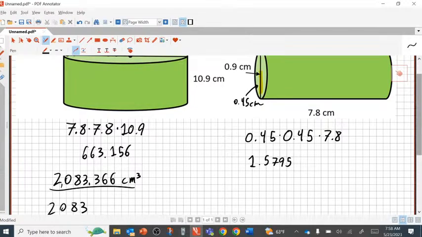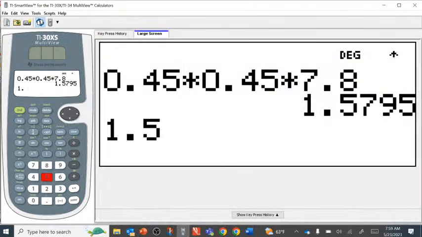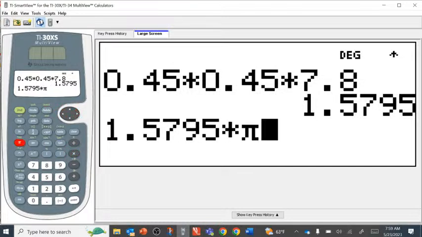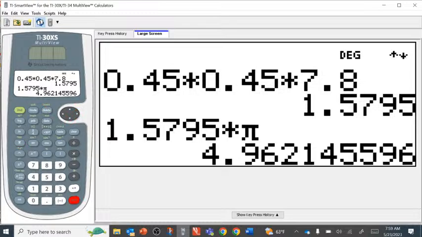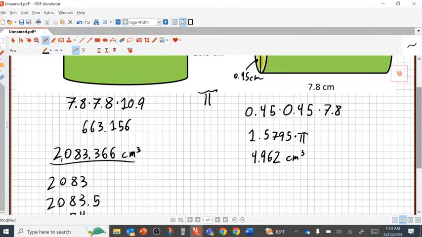Not square it. We're missing the pi. We need to multiply it by pi. We've always got to multiply that by pi. Since there's a circle involved, its measurements are going to have something to do with pi. So we're going to do 1.5795 times pi. Uh-oh, did I double up on the 7s? That's no good. 4.962, about 4.962 centimeters cubed.